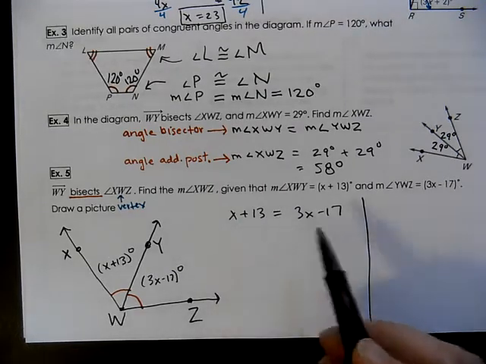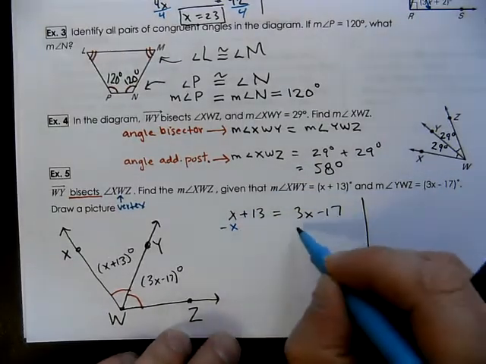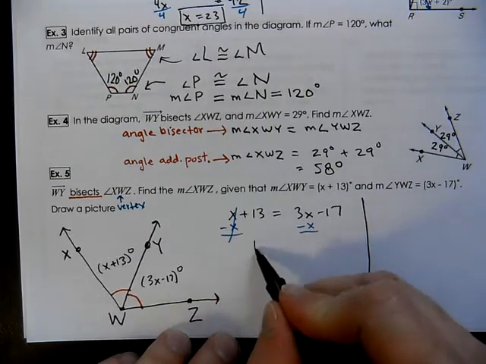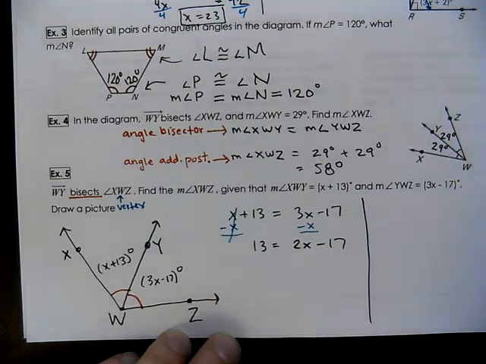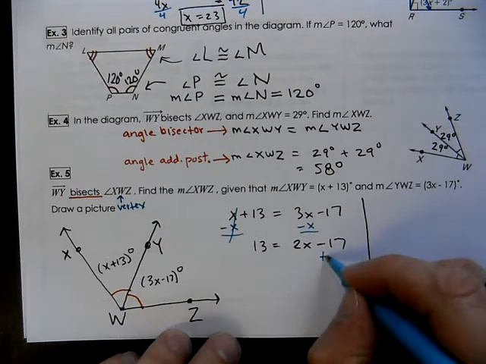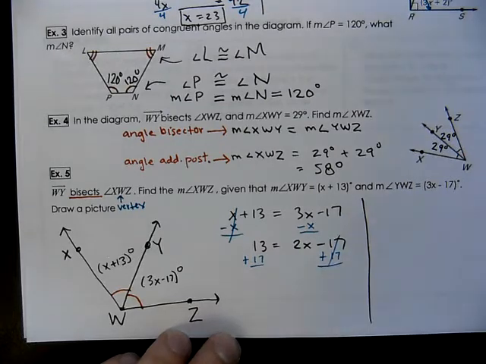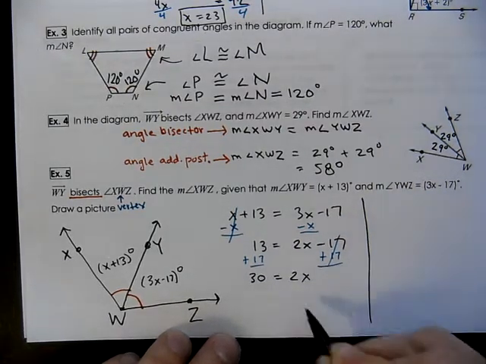Well, I have x on the left and 3x on the right. Let me move all my terms of x to the right, so I'm going to subtract x from both sides of the equation. That gives me 13 on the left, and on the right I have 2x minus 17. Let me move my constant terms to the left, so I will add 17 to both sides. So I get 30 on the left and 2x on the right.